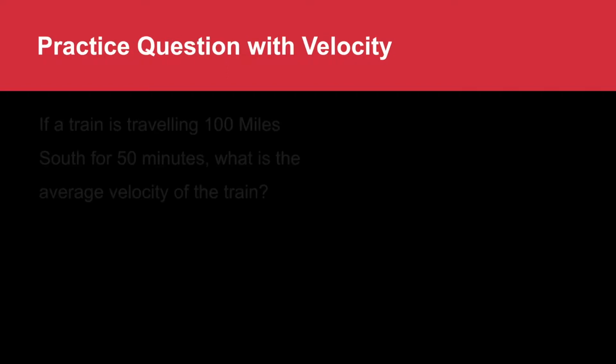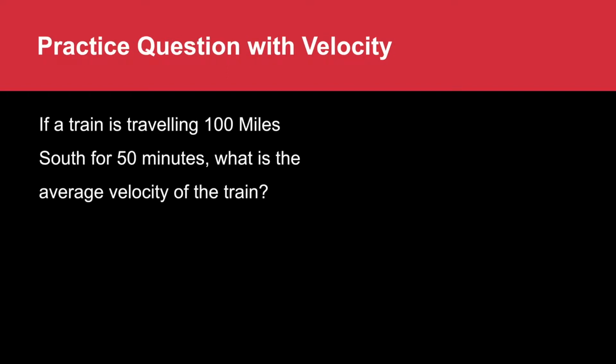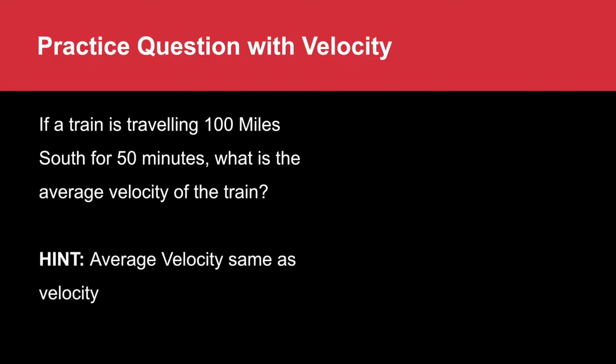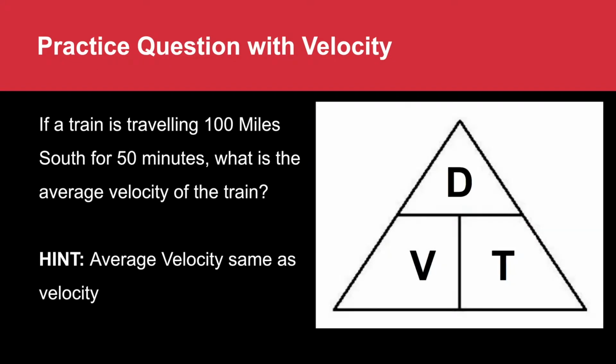So let's do a practice question. If a train is traveling 100 miles south for 50 minutes, what is the average velocity of the train? Hint: average velocity is the same as velocity. So here's our triangle. The problem said that we were traveling 100 miles, which was south, and that it took 50 minutes.